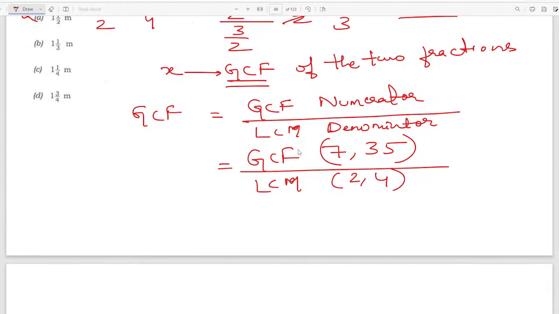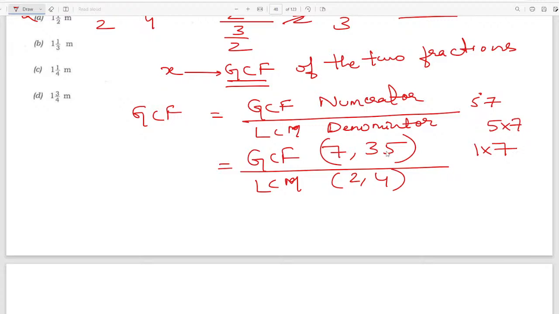So GCF of 7 and 35: 7 is 7, and 35 can be written as 5 into 7. To calculate the GCF, you find the common prime factors and then take the lowest power. In this case, the lowest power of 5 is 5 raised to 0, that is 1. So we take 1, and for 7, the lowest is 7 raised to 1 itself, so 7.